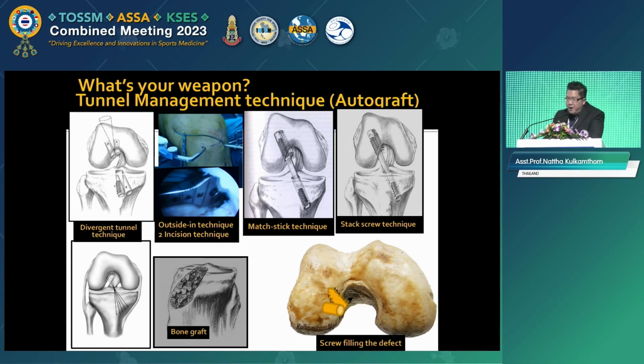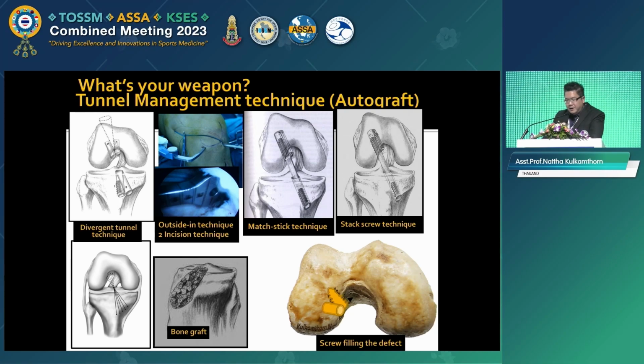Okay, what is your weapon? You have many techniques to fill the bone gap. First, you just leave it and make a new divergent tunnel. Next, how to make a new divergent tunnel? You use an outside-in, or now we have a retrograde drill. You use an outside-in guide or inside guide, or change the flexion angle of the knee, or make a new portal for the new tunnel. Next, matchsticks, we call them matchsticks, and the stack screw.